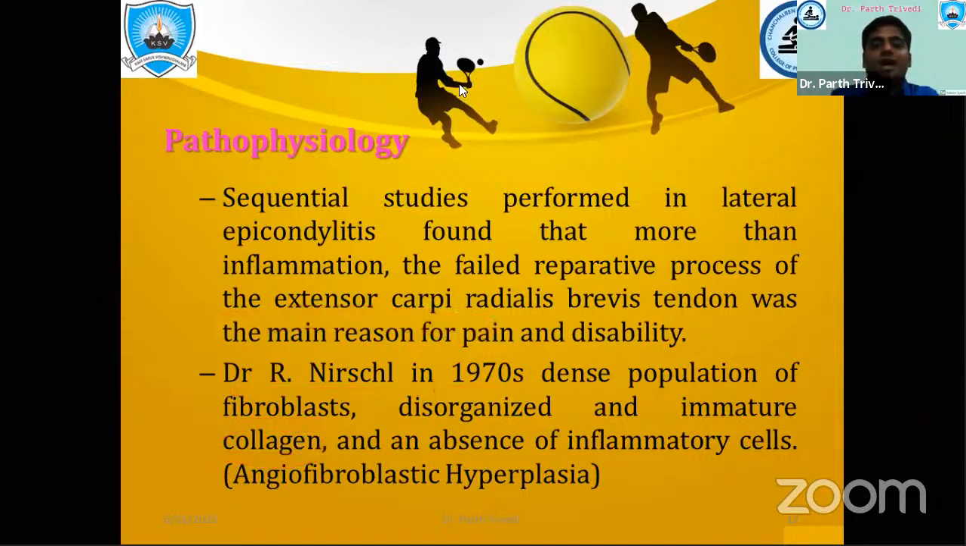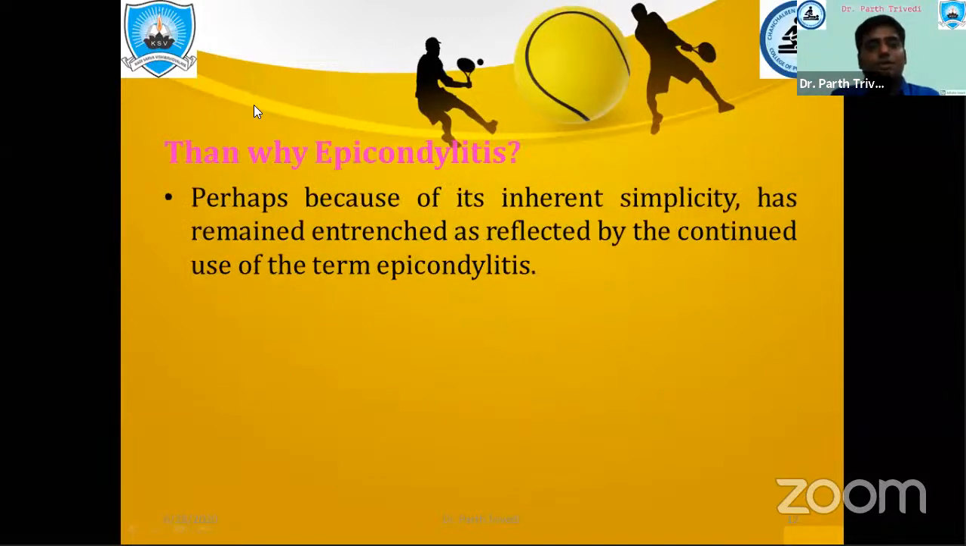And he termed this as angiofibroblastic hyperplasia. Hyperplasia means the count of fibroblasts has increased in the ECRB muscles. So it is not inflammation. It is angiofibroblastic hyperplasia, which is the main culprit of this injury. So it would not be right to term it epicondylitis. It would be right to term it epicondylalgia. Okay, you'll get a clear picture with this.